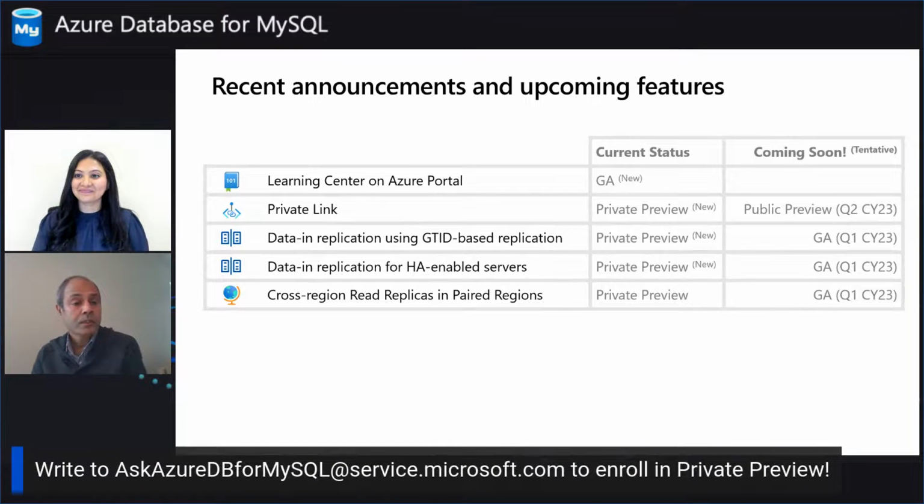The other feature which is in private preview is cross-region read replica in paired regions. For each Azure region, we have a designated paired region, and now we support the read replica in the paired regions. Again, it's in private preview, and we plan to GA later this quarter. So all the features we are discussing would be GA later this quarter.